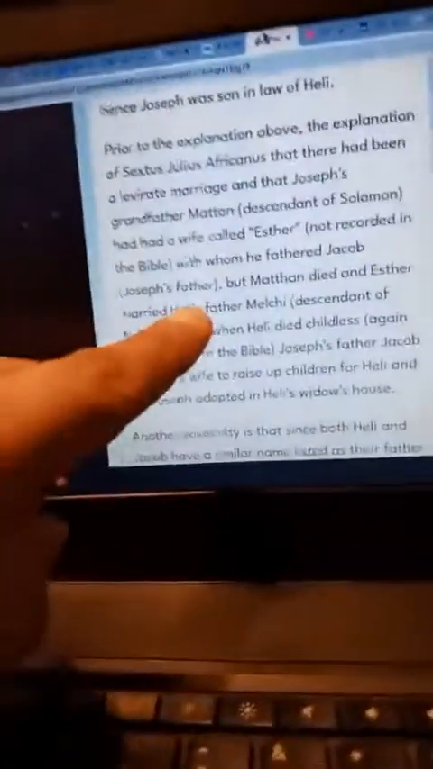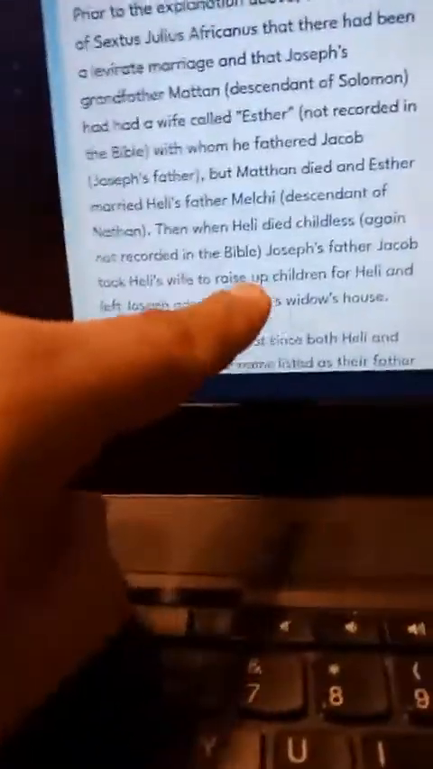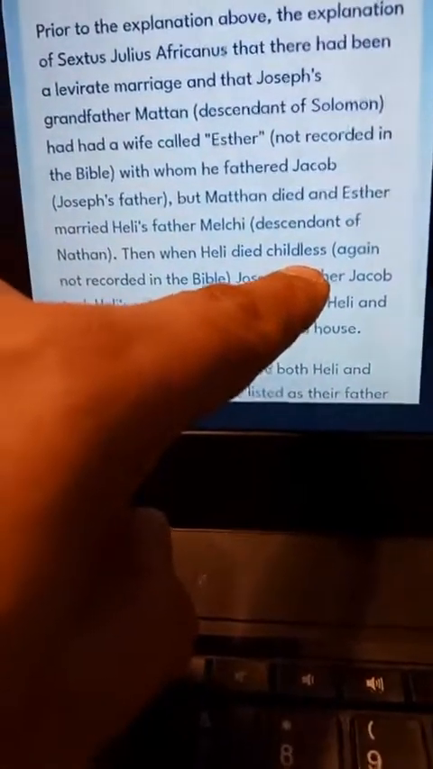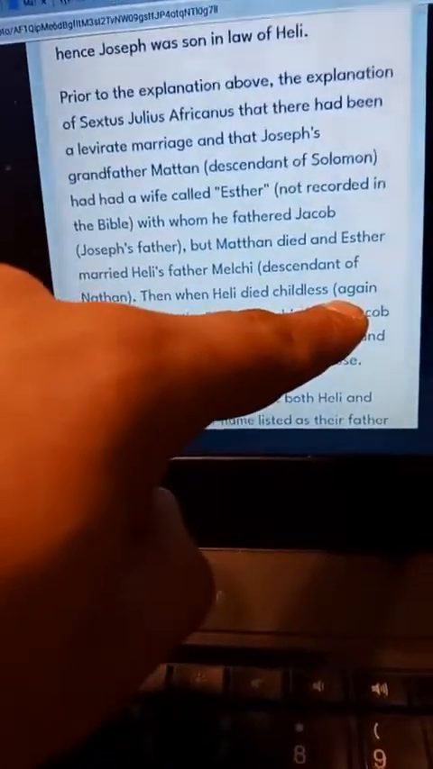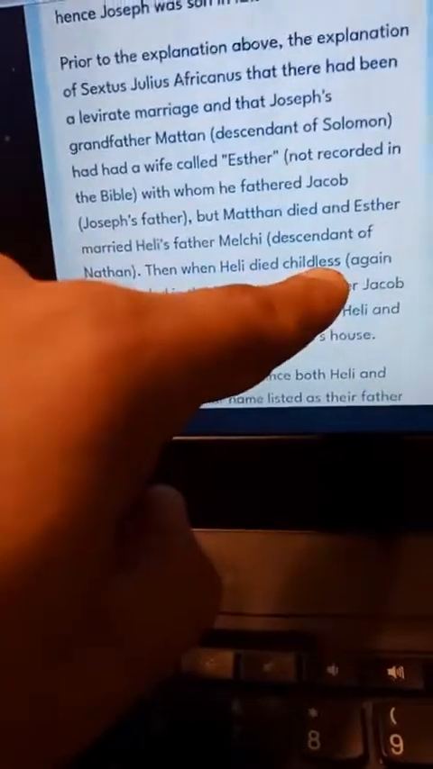Because I know people like to say, oh, this is talking about Mary's genealogy. No, it's not. You know why? Because how can it be through Mary's genealogy, where it says that what? Hold on. Heli died, what, people? Childless. So if anybody wants to come with that poor excuse that the book of Luke is talking about Mary's genealogy, no, it's not, because Heli died childless.